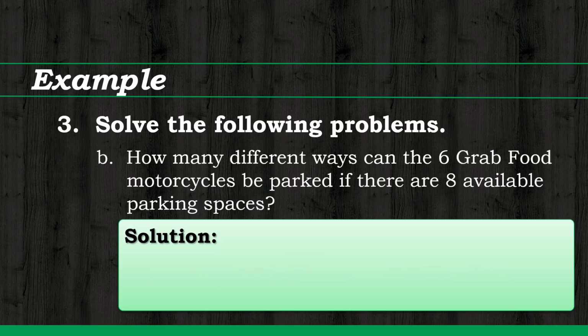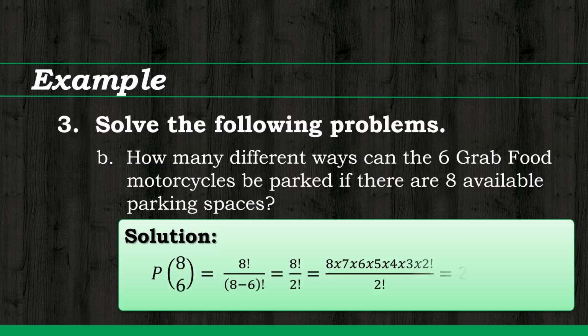Letter B. Since there are 8 available parking spaces and only 6 GrabFood motorcycles will be parked, we will have the following solution. Permutation of 8 taken 6 at a time, which is equal to 8 factorial divided by 8 minus 6 factorial equals 8 factorial divided by 2 factorial. By simplifying, we will have the answer 20,160 ways.